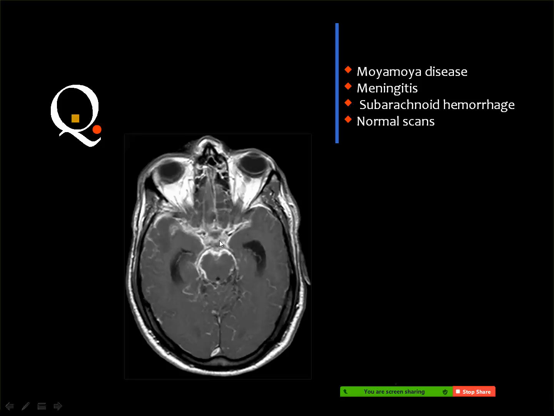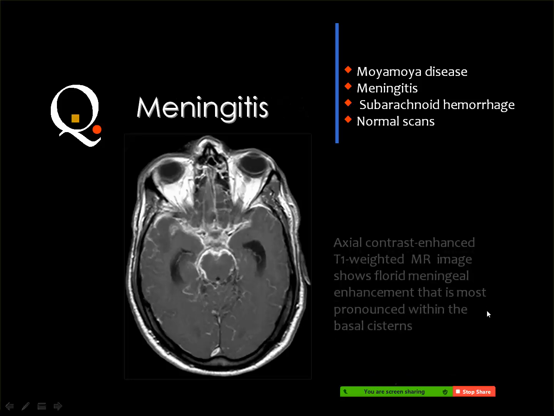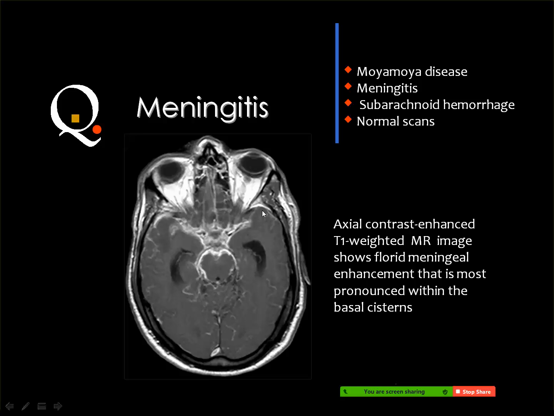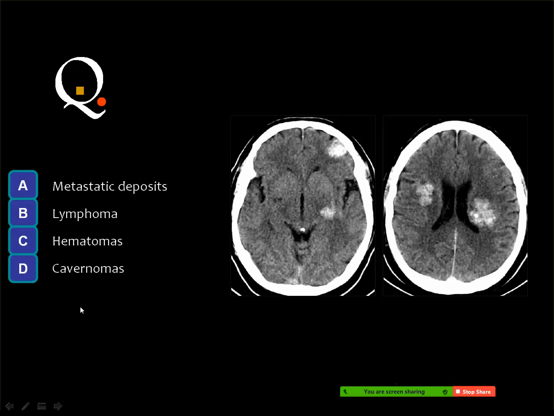Moya. This is contrast enhancement. Meningitis. Yes, basal meningitis with enhancement of the basal meninges. Maybe tuberculosis, maybe other etiology, but meningitis is the right answer.